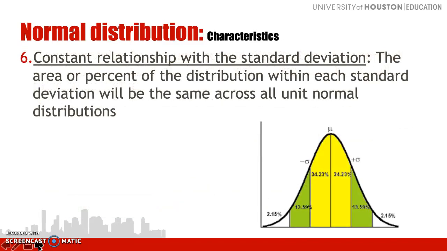6, there's a constant relationship with the standard deviation. What that means, again, is that the area or percent of the distribution within each standard deviation is going to be the same for all unit normal distributions. So if you look at that little diagram, we see, again, that 68% in the middle, and then that bumps out at 2 standard deviations above and below to 95%.